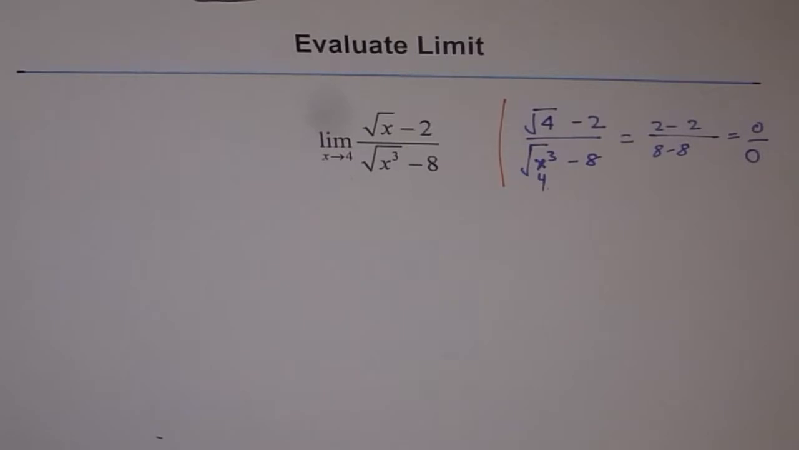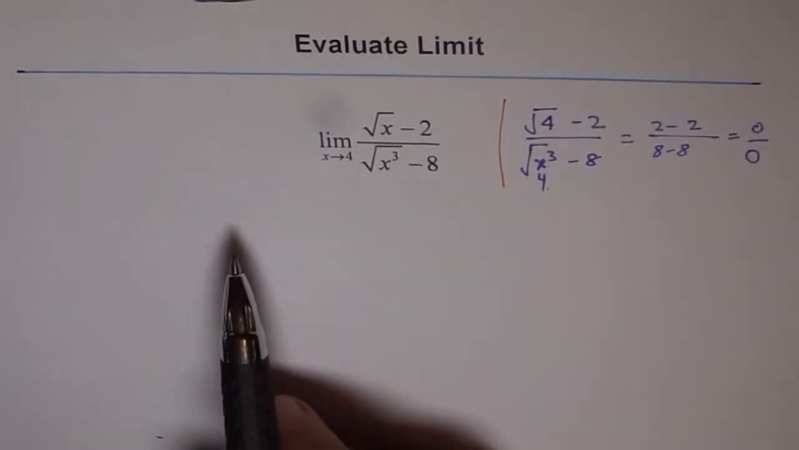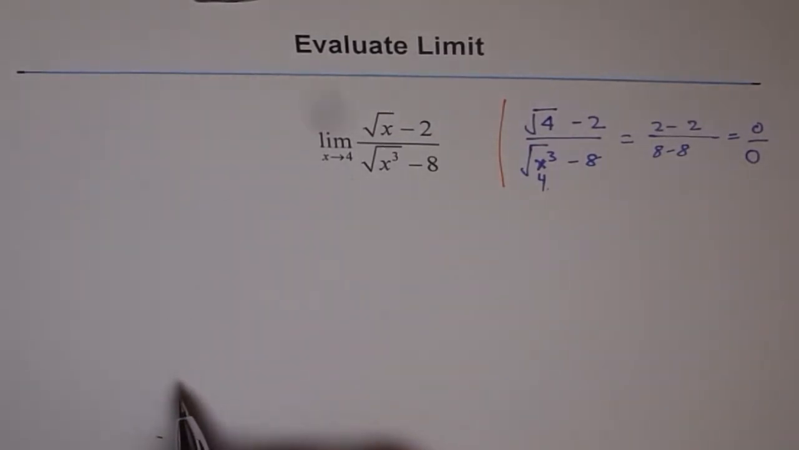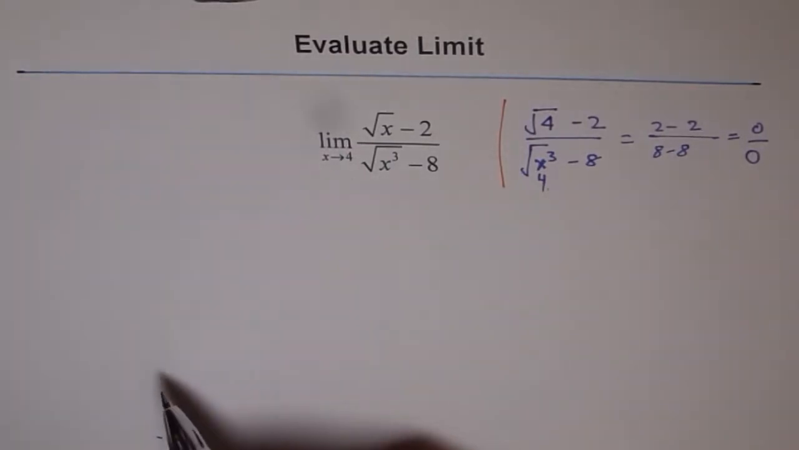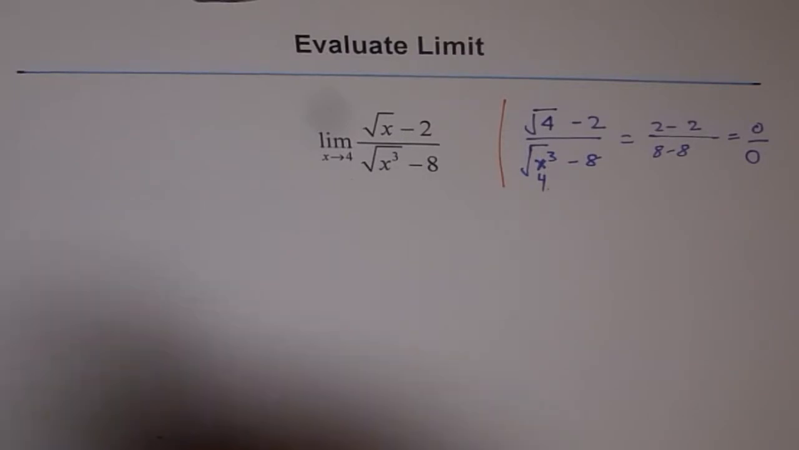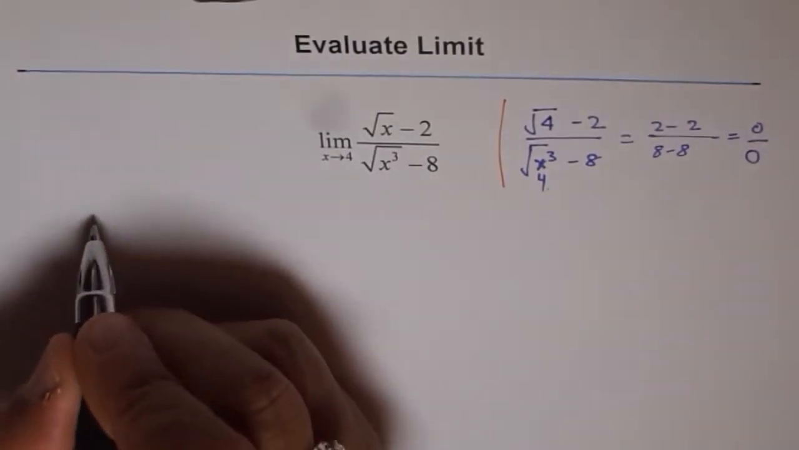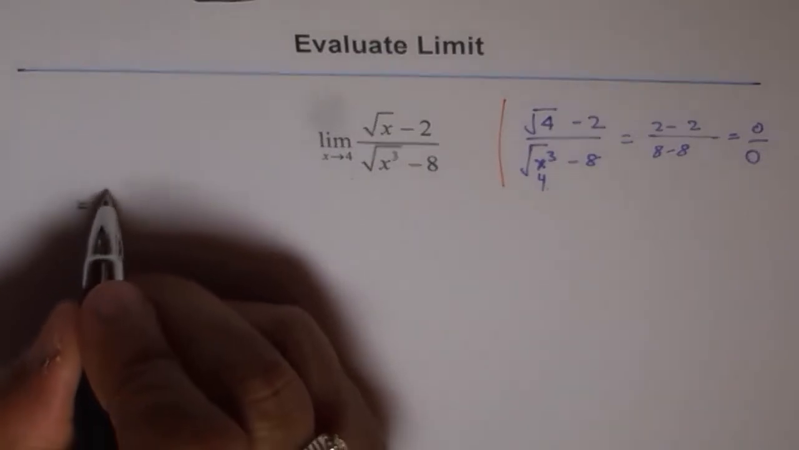That clearly indicates that x minus 4 is a factor of both numerator and denominator. Do you understand? So the approach here is to simplify the expression, cancel that factor from both numerator and denominator, and then find the limit. Okay, now how do we simplify this radical function? My students sometimes find it very difficult. I'll show you a very easy way of doing it right now.